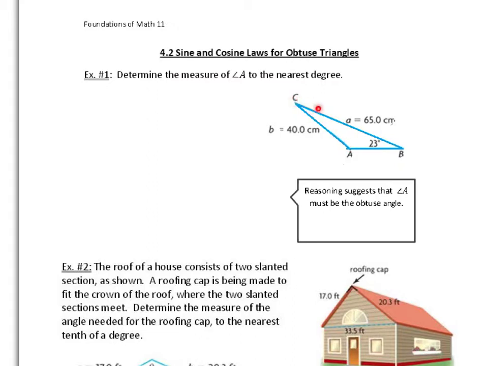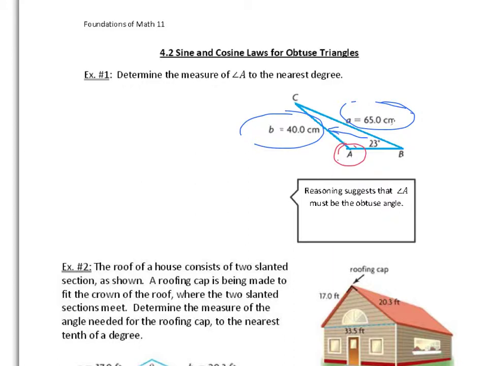So we have a triangle, triangle ABC, and two sides are given to us as well as one angle. Since we have a side and its opposite angle as well as another side, and we're trying to find this angle A over here, we're going to use the sine law. So let's write out what the sine law is.